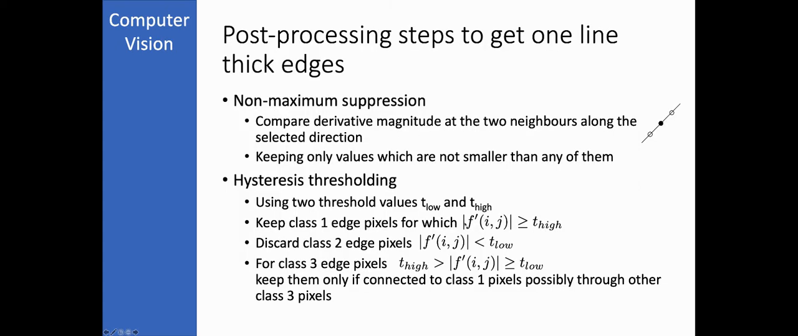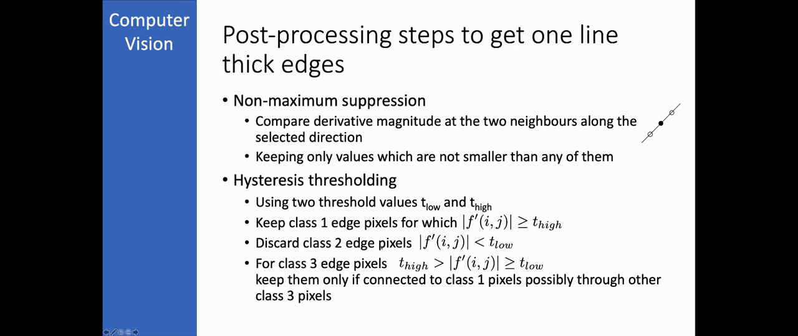The second post-processing step is what's called hysteresis thresholding. That's a fancy word for using two different threshold values, T low and T high. I will keep edge pixels alive only if the result of the derivatives, f primes, are higher than T high. Then I will say that they are class 1 edge pixels. They have very strong gradient magnitude and they should be edge pixels.